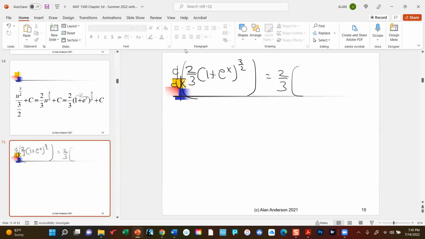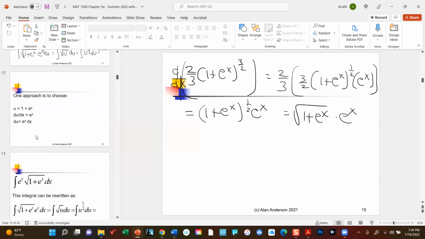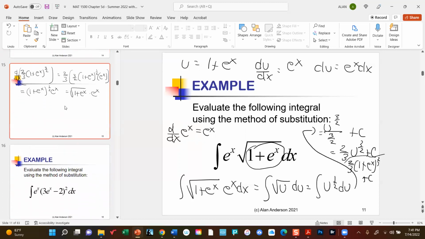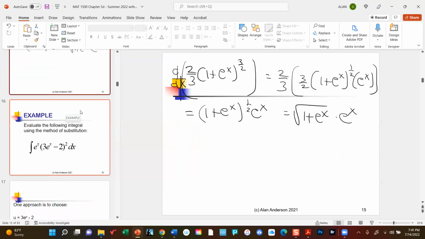We'll factor that out. Then we'll have 3/2 based on the general power rule. Which of course is the same thing as saying radical 1 plus e to the x times e to the x. And that's what we started from. That was the original integral. Yeah, there it is. So again, that means we did it correctly. Very nice.